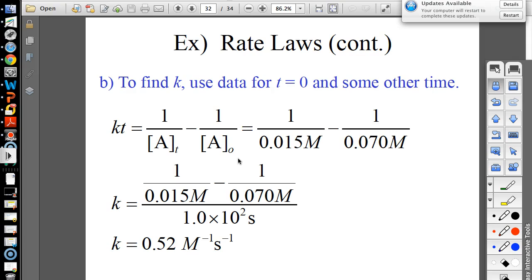So this is the concentration. At what time did they use for 0.1? 10 seconds. So at 10 seconds, the molarity is 0.015, and the initial concentration was this. And then, in your calculator, see if you can make this work. I challenge you to a calculator off. So this is the answer.